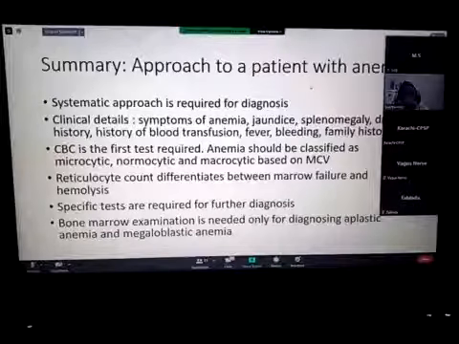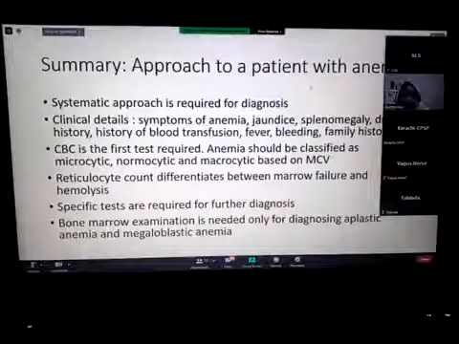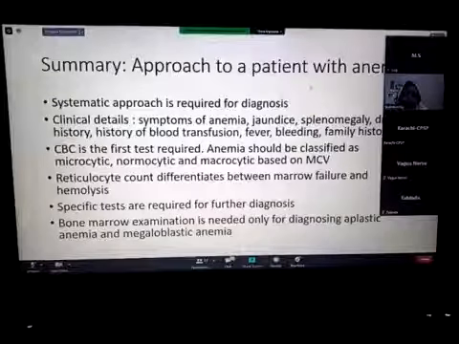History of blood transfusion is important because it tells you that the patient has significant anemia and the patient is receiving blood products. Fever, bleeding, a family history, they are important because fever and bleeding tell you that the patient may be having aplastic anemia. Family history is important because it tells you that the patient has an inherited kind of anemia.